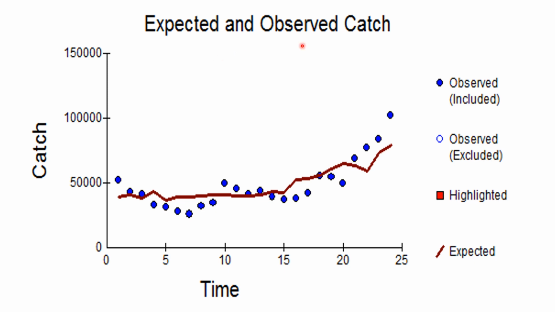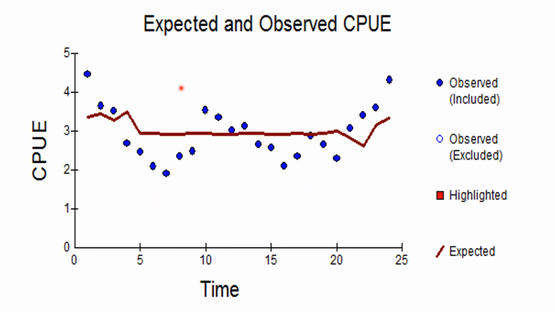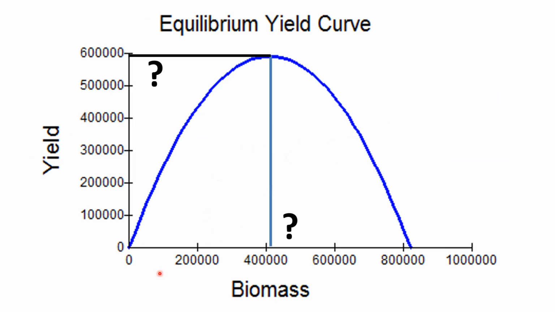And here is the expected and observed catch. It is a very good model fit to your observed data. And if you plot your expected and observed CPUE, this is your observed, and this is your expected CPUE through the model. And here if you plot your biomass to yield, you can also estimate what this is. So how you can estimate this part from biomass and yield.